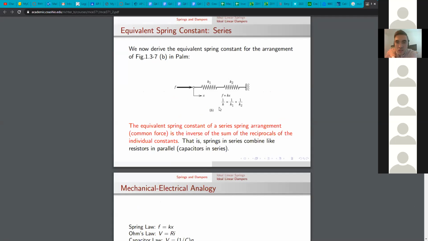But if you put springs end on end on end on end, like this, then the equation to get the new effective spring constant is more complicated. It's going to be 1 divided by the total spring constant is equal to the sum of 1 divided by K for all of the other spring constants.